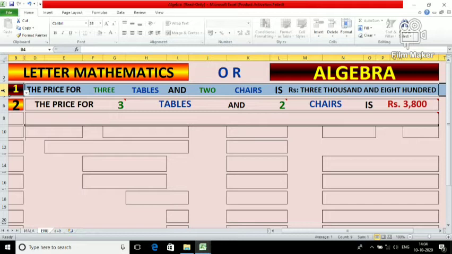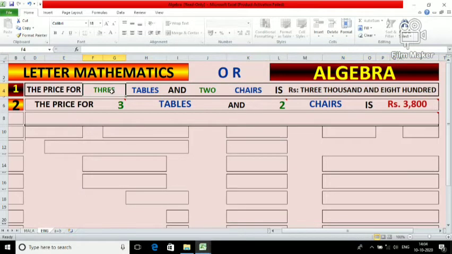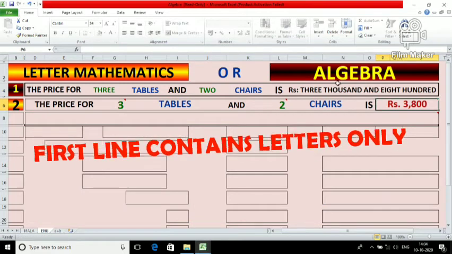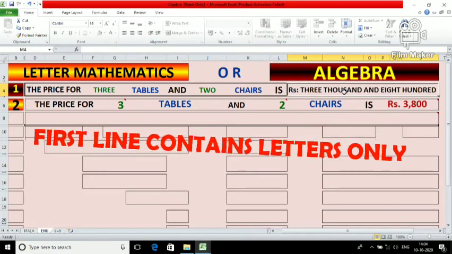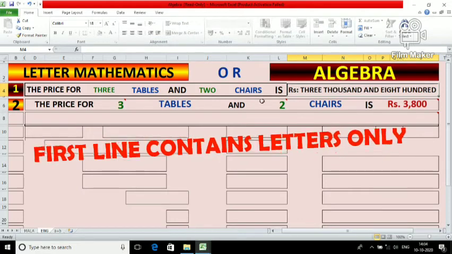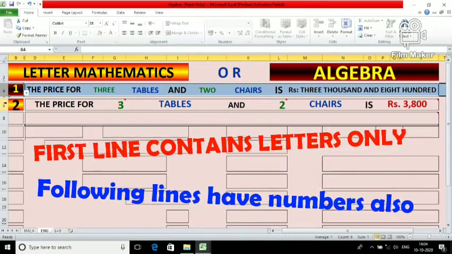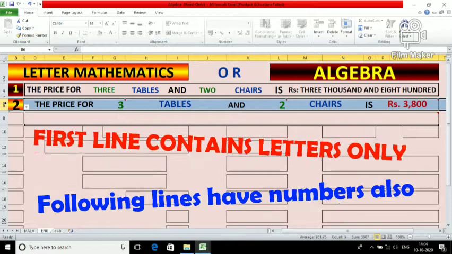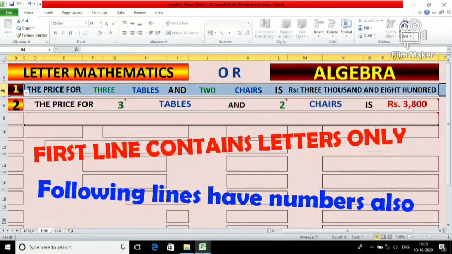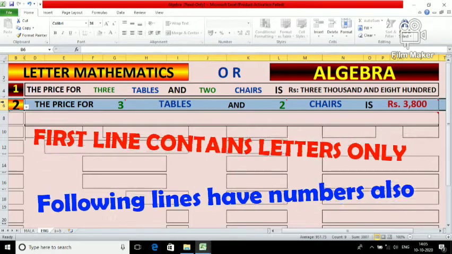Now look at the first sentence. Both are the same, but there are some differences. Here 3 is given in words. 3 is here in number. This 2 is digital, whereas here 2 is in letters. Likewise, 3,800 is given in numbers here, whereas the rupees is given in letters here. That's the difference. So the first line contains fully letters, whereas the second line contains some digits or numbers also. So from letters it has been converted to digital also.